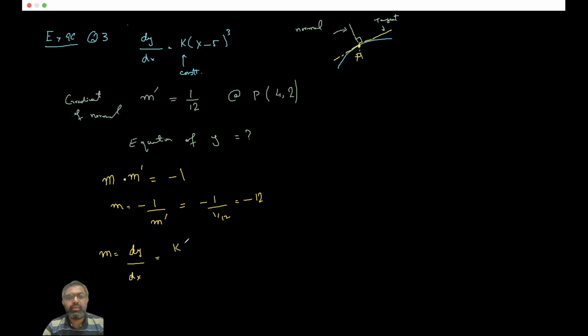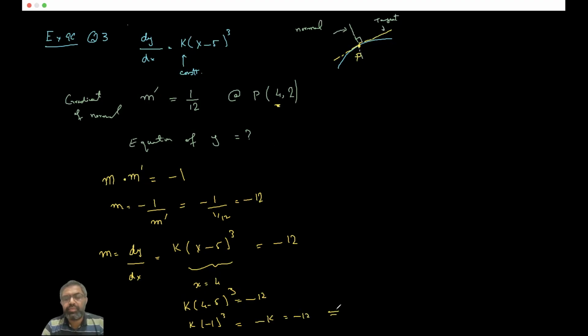So this is k(x minus 5) cubed at point (4, 2). This is equal to -12. We know the value of x. x is equal to 4, it is given over here. So we plug in the value of x and we get k(4 minus 5) cubed is equal to -12. 4 minus 5 is -1. -1 cubed is -1. So let's call it minus k. This is equal to -12. So we get the value of k equal to 12. We have found the value of k.